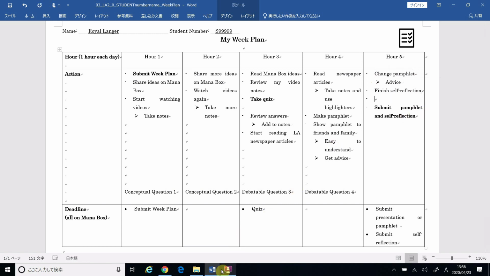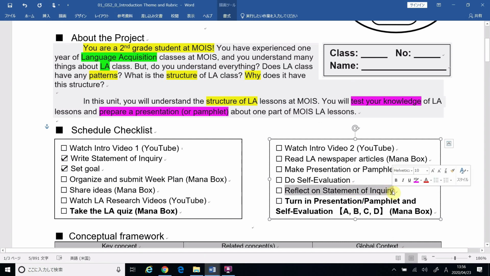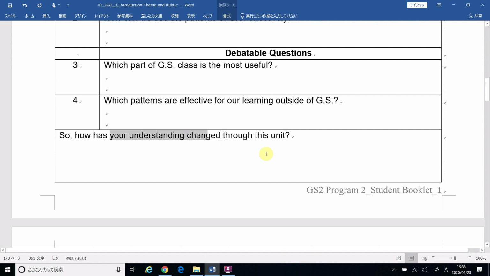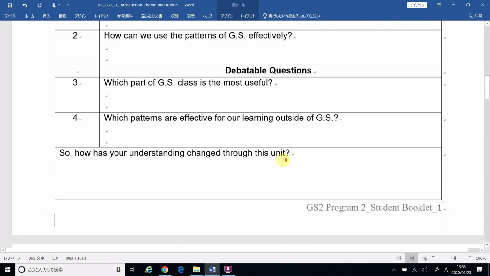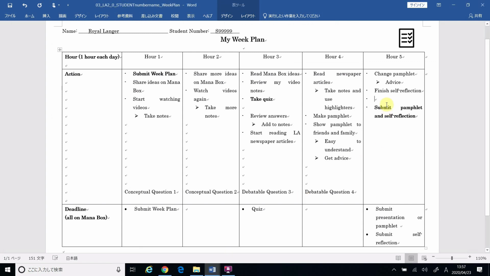and there's one more part. I forgot it. Did you see it? I need to reflect on my statement of inquiry. This is down here, reflecting on the statement of inquiry. So I'll do that last. Reflect on statement of inquiry.